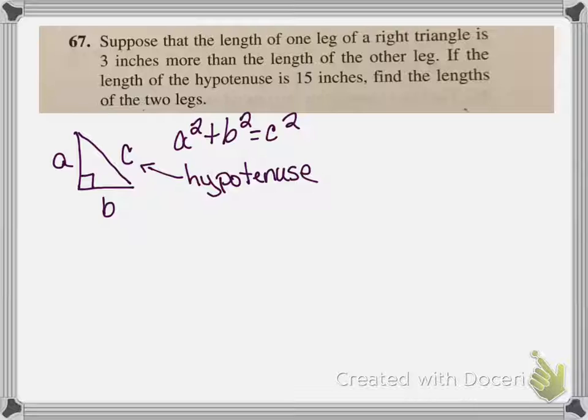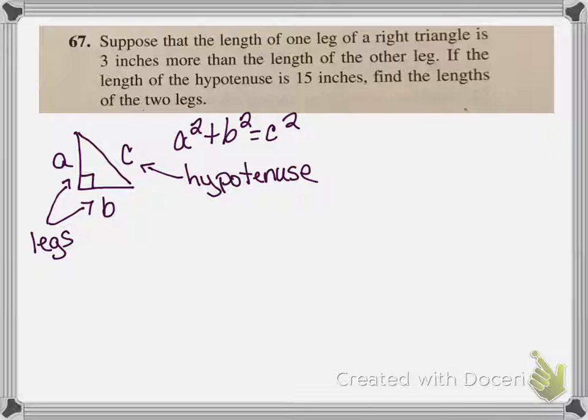Okay? Hypotenuse. So, what we're looking at right here is a triangle. Suppose that the length of one leg of a right triangle is 3 inches more than the length of the other leg. If the length of the hypotenuse is 15 inches, find the lengths of the other two legs. So C is our hypotenuse, A and B are our legs. They're the legs of our triangle.